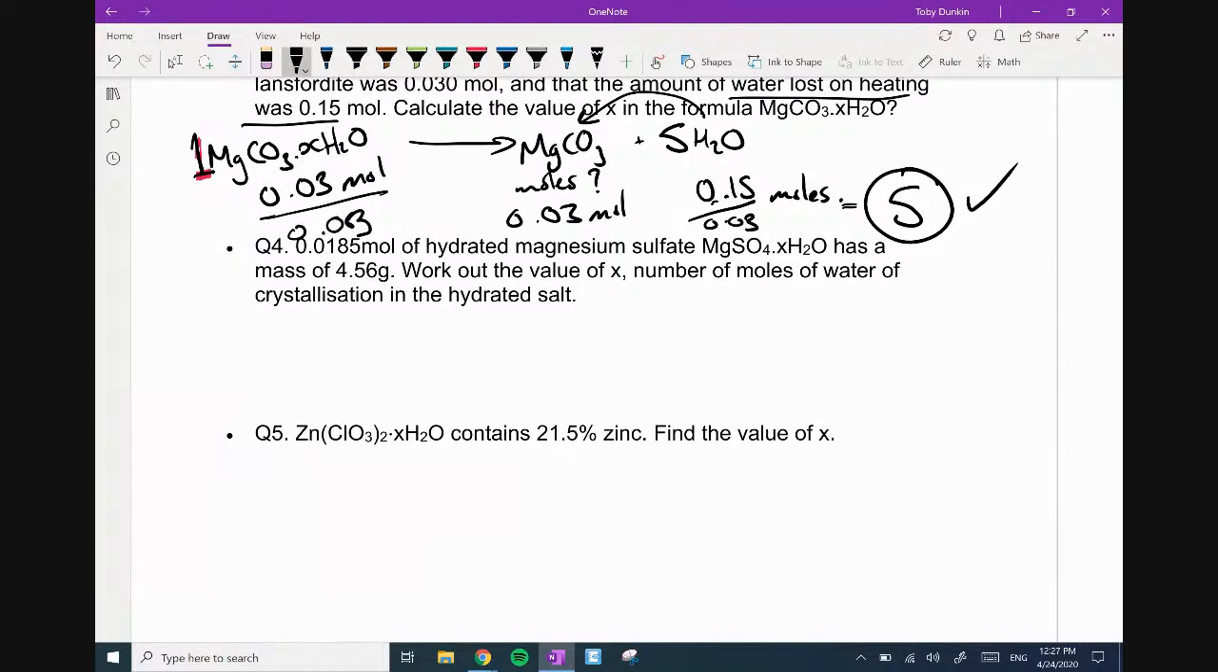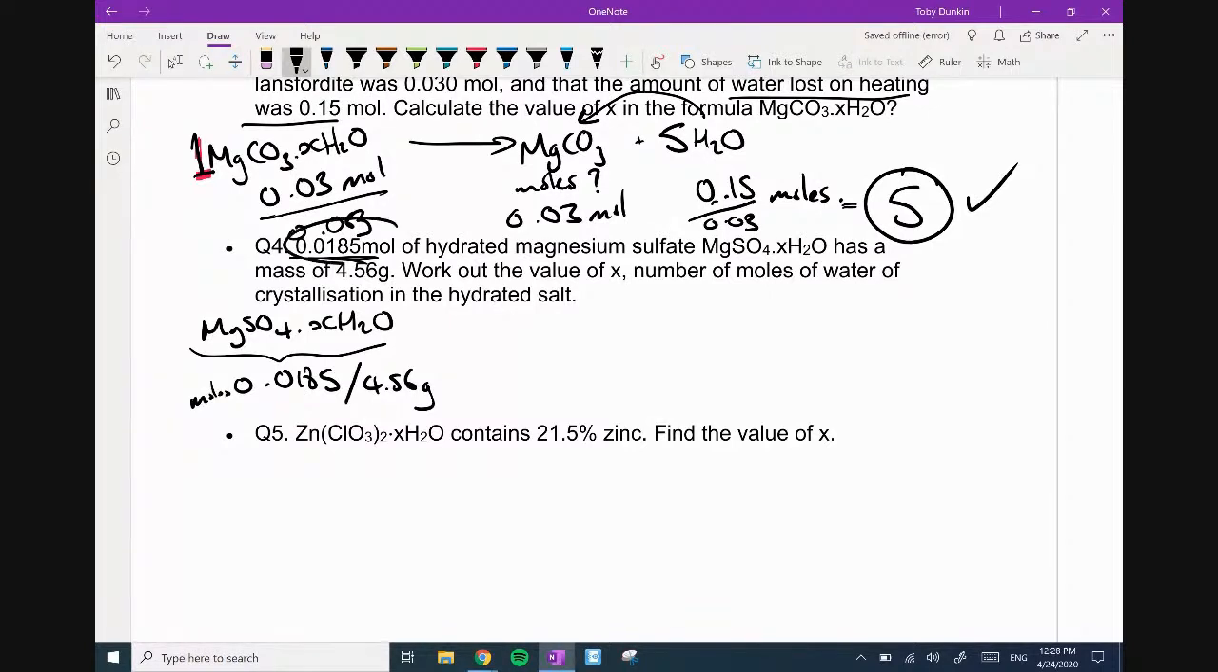Next. By the way, that was a tough one, because you had to consider it in terms of moles and the ratio within them. So question 4: magnesium sulfate, MgSO4.XH2O, and once again, you've been given the total moles of it, 0.0185. It has a mass of, oh that's nice, they've given us its mass as well, 4.56 grams. Work out the value of X. Isn't that interesting? So what do we now have? This is moles, there's moles.